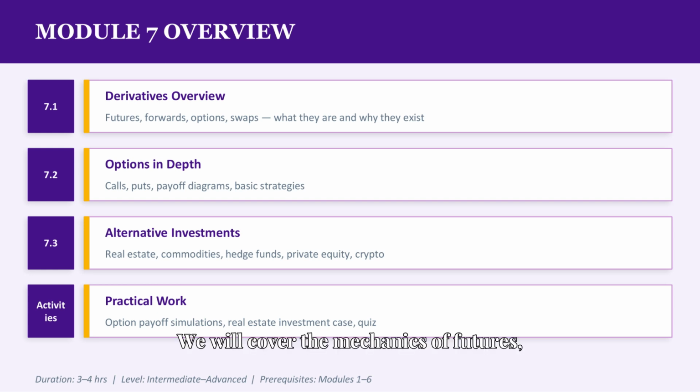We will cover the mechanics of futures, forwards, options, and swaps. Then we transition to alternative assets, including real estate, commodities, and crypto. We will examine how these tools are used for hedging to reduce risk, for speculation to leverage bets, and for arbitrage to exploit price inefficiencies in the global markets. These concepts are foundational for advanced financial analysis and must be mastered to navigate today's complex financial landscape effectively.